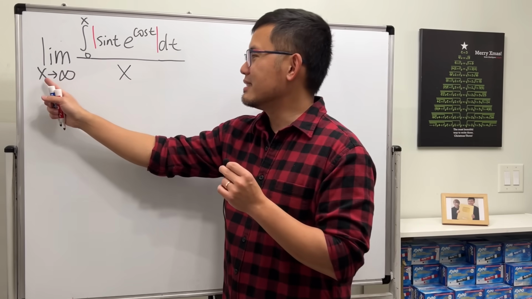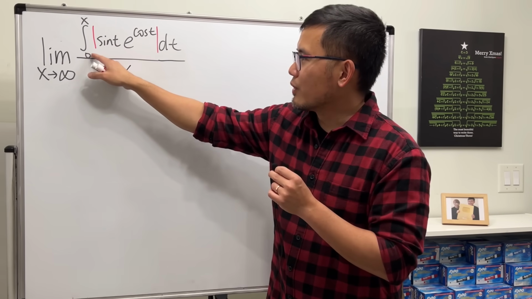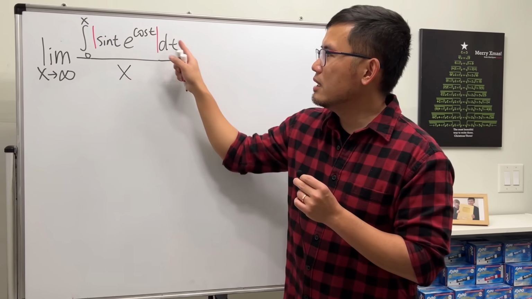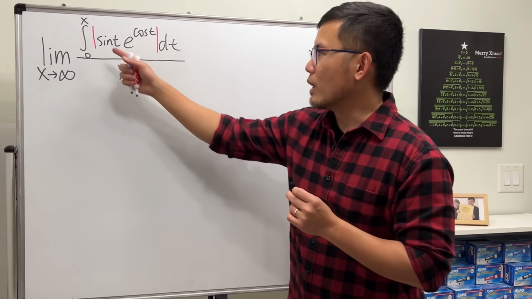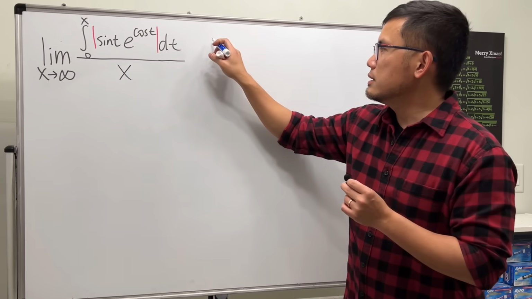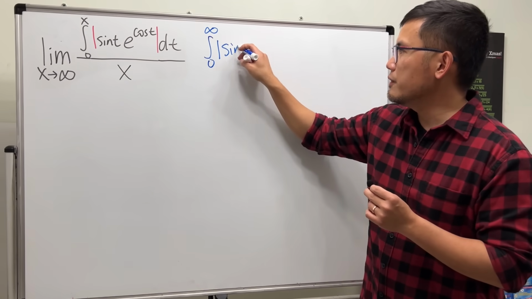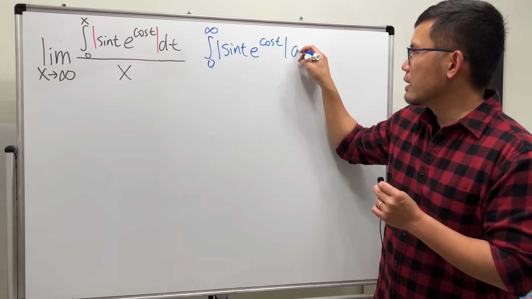We have the limit as x approaching infinity of the integral function, integral going from 0 to x, absolute value of sine t e to the cosine t dt, over x. Well, let's investigate what's going on the top first. When we put infinity to here, let's see, the integral going from 0 to infinity, absolute value of sine t e to the cosine t.